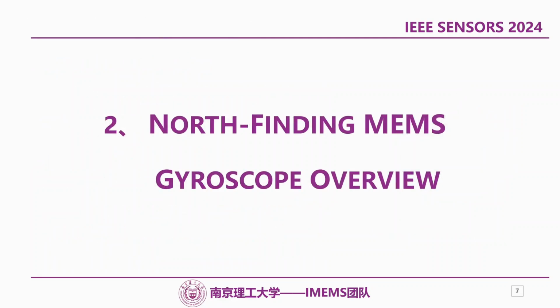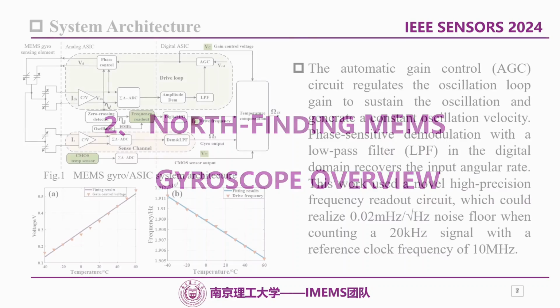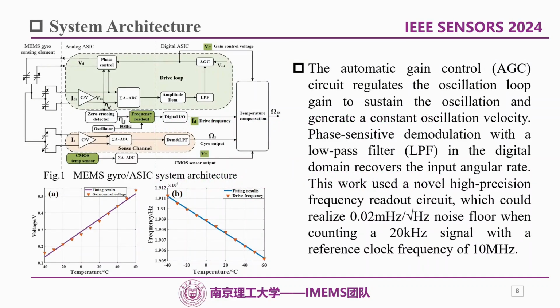The second part introduces the overview of the MEMS gyroscope. Figure 1 shows the MEMS gyro system architecture. This paper proposed 3 temperature compensation strategies based on CMOS sensor output, drive frequency, and the gain control voltage.